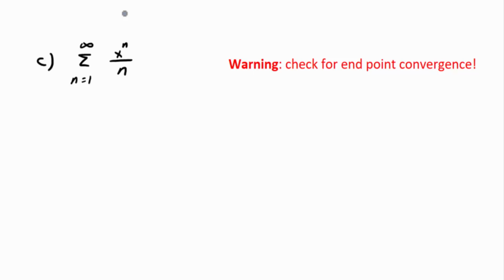Okay, so we have the sum n equals 1 to infinity of x to the n over n. Start out the same way. We're going to use the ratio test. Absolute value of a sub n plus 1 over a sub n. Okay, you guys help me out here. What's a sub n plus 1? x to the n plus 1 over n plus 1, and then dividing by a sub n, what will that look like if we flip and multiply?